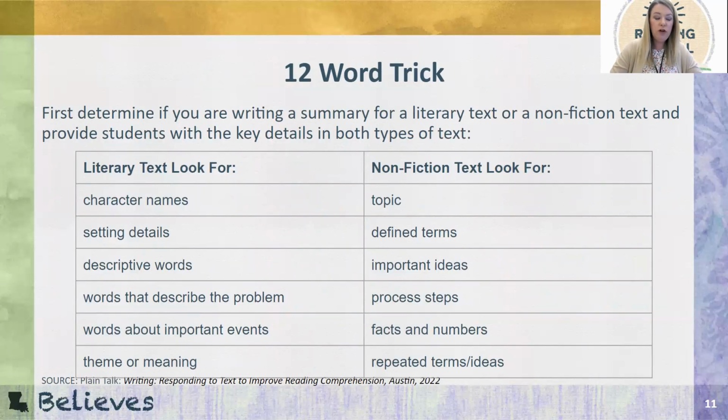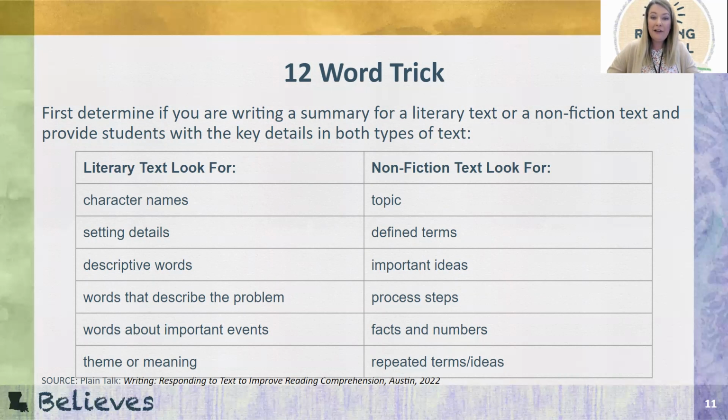So when we're doing the 12-word trick, the first thing we do is determine if you're writing a summary for a literary text or a nonfiction text. And you're going to provide students with this chart with the key details of both types of text. So tell them if we're looking at a literary text, first of all, how do we know it's literary? Okay, we're reading a literary text. We need character names in the 12 words. We need setting details. We need descriptive words, words that describe the problem, words about important events, and the theme or the meaning should probably be included in our 12 words.